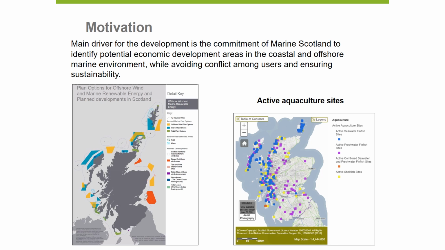One of the reasons why we at Marine Scotland Science use hydrodynamic models is due to our commitment to identify potential economic development areas in the coastal and offshore marine environment, while avoiding conflict among users and ensuring sustainability. So as an example, a hydrodynamic model can be an extremely useful tool when generating an environmental impact assessment before installing a new fish farm or new wind turbine site. So hydrodynamic models provide us with evidence-based input, which can be really important.